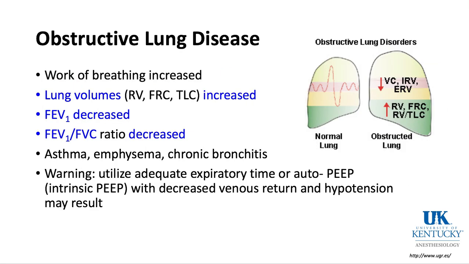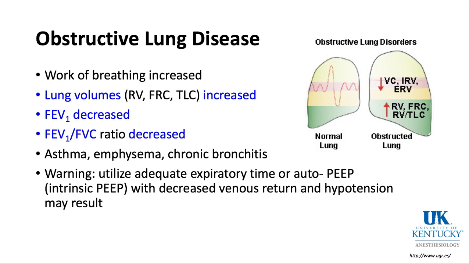Let's look at obstructive lung disease now in more detail. The graphic on the right shows the obstructed lung, which is big, huge, with trapped residual volume, increased FRC, and a ratio of residual volume to total lung capacity high, meaning that there's a lot of trapped gas. The work of breathing is increased in the obstructed lungs. The lung volumes, as we said, are increased. The FEV1 is greatly decreased, such that the ratio FEV1 to FVC is less than that 80%.